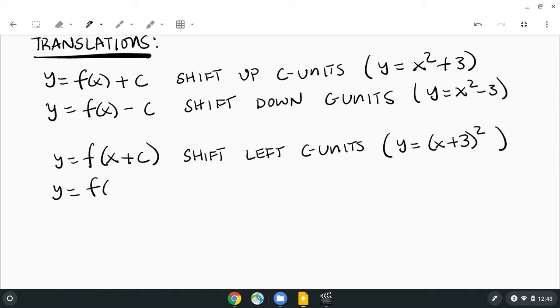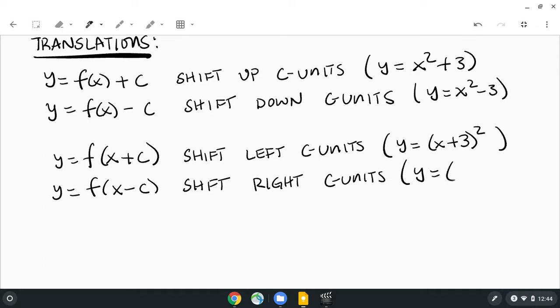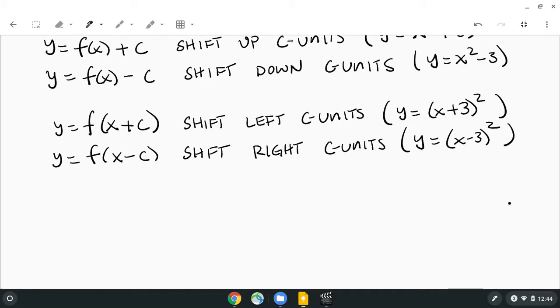And we have one for subtraction. So this here will shift right c units. So here you would have (x minus 3) quantity squared, as opposed to x squared minus 3. This is outside the function. This is inside the function. Okay. And again, if it's subtraction, then you go right c units. Subtraction inside the function. Okay.